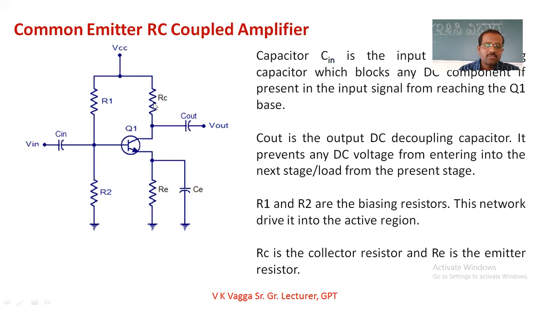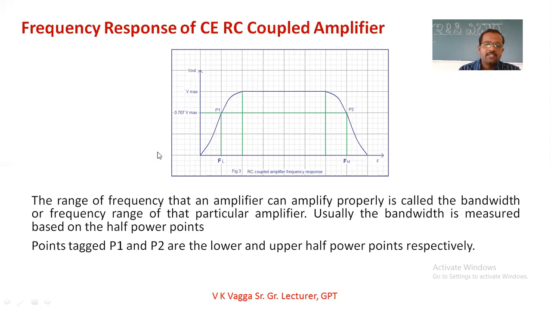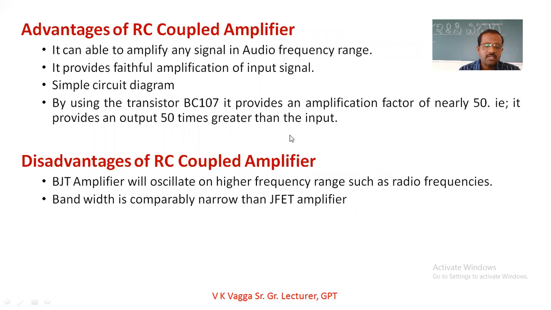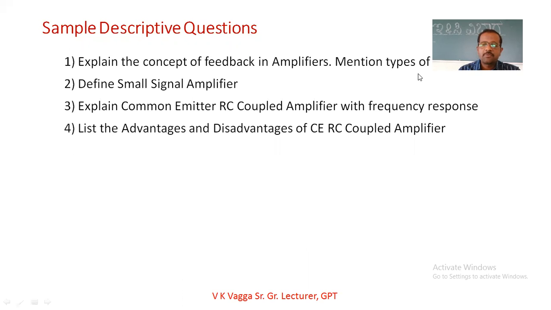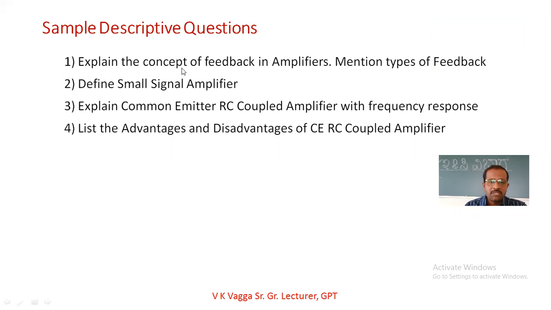This circuit diagram is of the common emitter RC coupled amplifier, and this is the frequency response of the RC coupled amplifier. These are the advantages and disadvantages. If you take sample descriptive questions on this topic, he may ask you to explain the concept of feedback in amplifiers and to mention the types of feedback. He may ask you to define the small signal amplifier. He may ask you to explain the common emitter RC coupled amplifier with the frequency response, or to list the advantages and disadvantages of the common emitter RC coupled amplifier. According to this topic, all these are the possible questions to be asked.